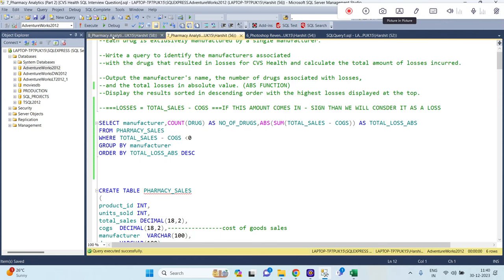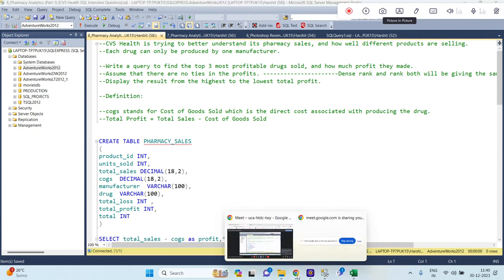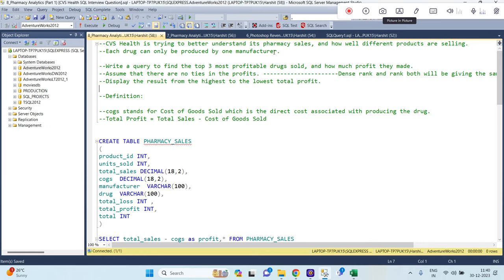Okay, now let's jump to the next query. This is related to CVS Health. CVS Health is trying to better understand its pharmacy sales. Pharmacy sales says how well different products are selling. Each drug can only be produced by one manufacturer. Write a query to find the top three most profitable drugs sold and how much profit they made. Assume that there are no ties in the profits. Display the result from the highest to the lowest total profit.